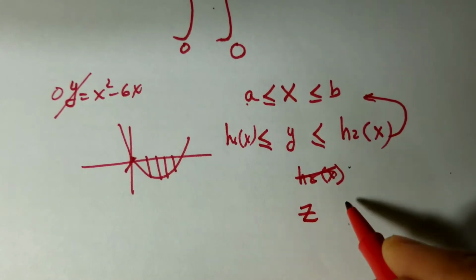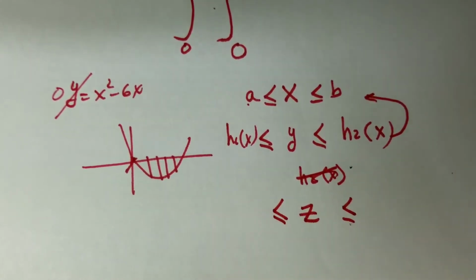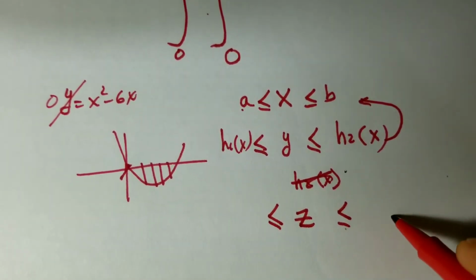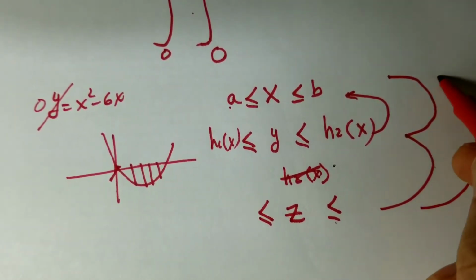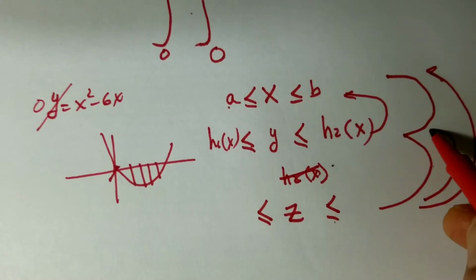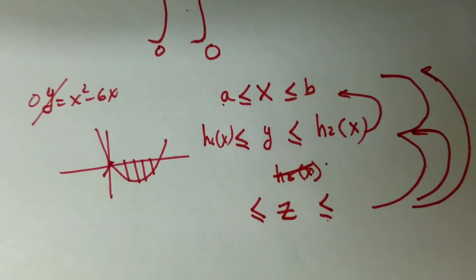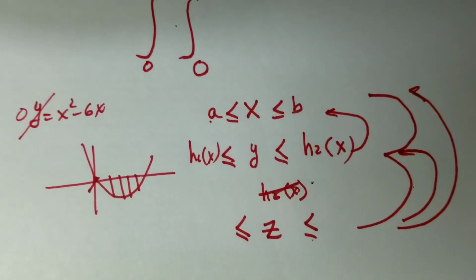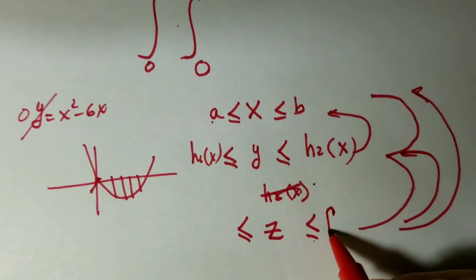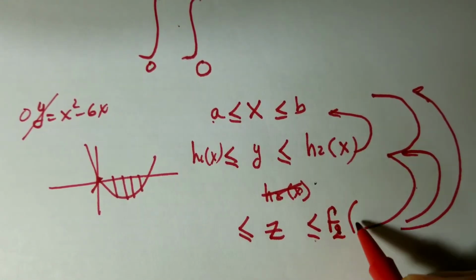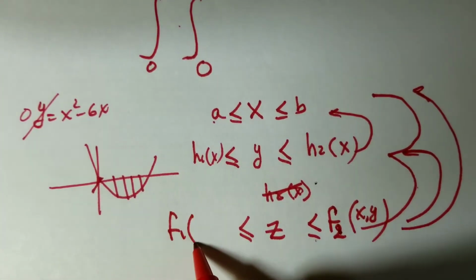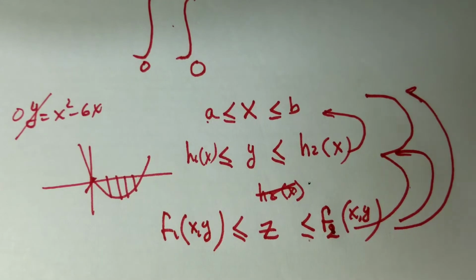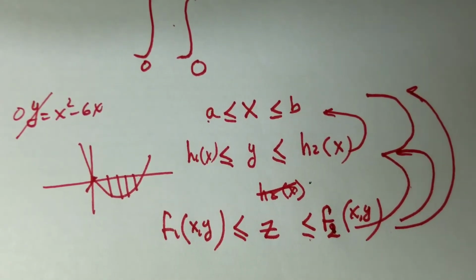And z does have two options. It can be a function of x and y both, only a function of x, or only a function of y. The maximum can be a function of x and y. Therefore, I call this one f2 of x and y, and here is f1 of x and y, with the guarantee that that becomes your z.